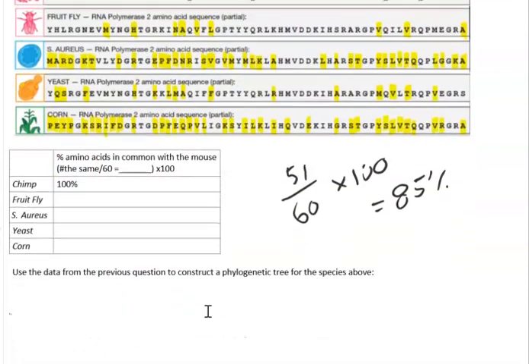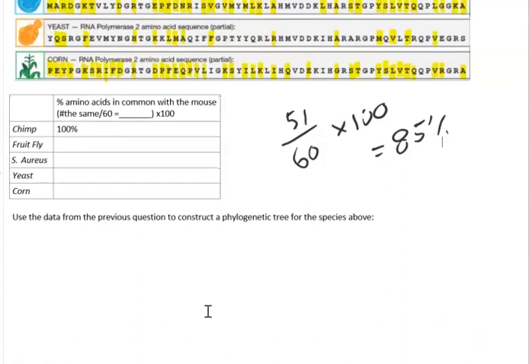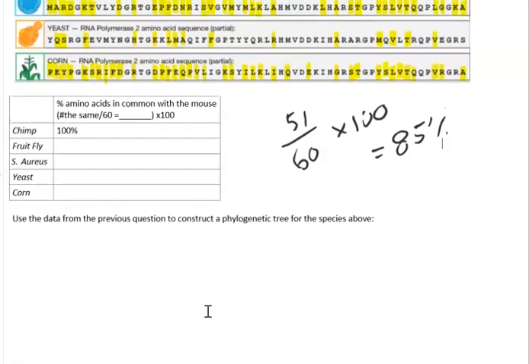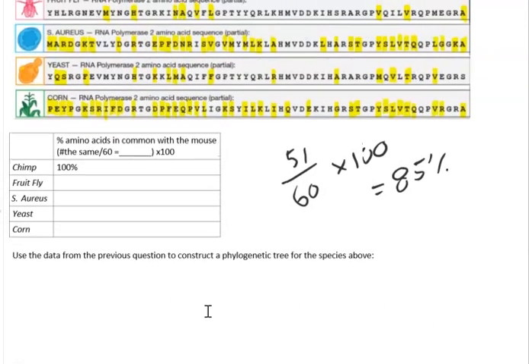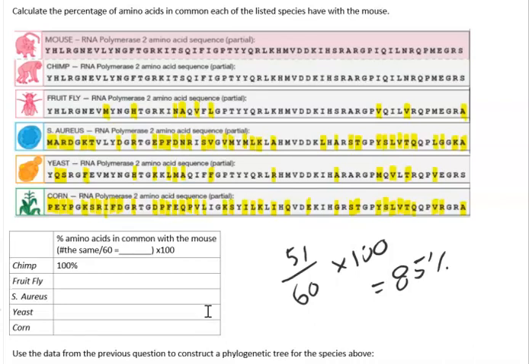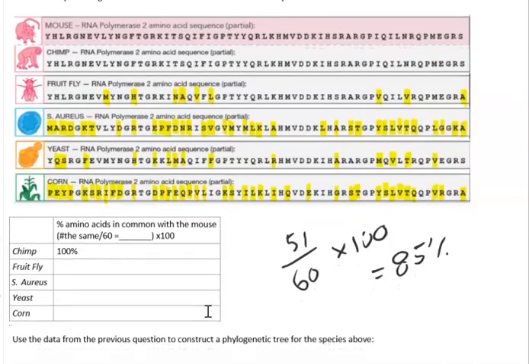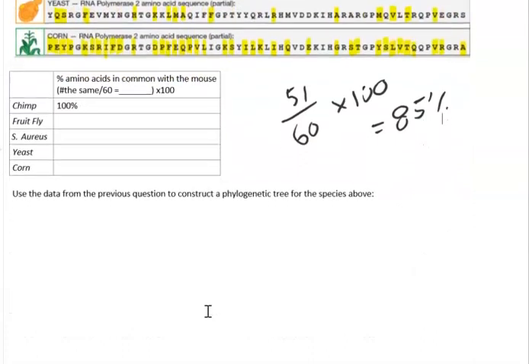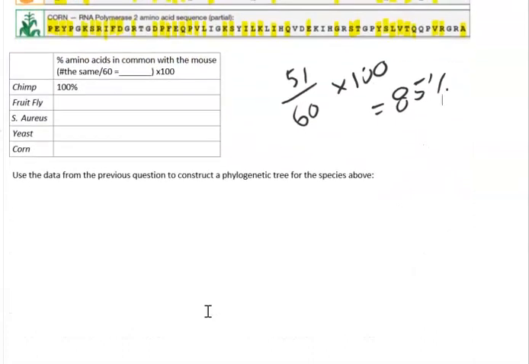Using that information, you're asked to construct a phylogenetic tree for these species. I find it easiest with a phylogenetic tree to start with the most similar and then work my way out. So the most recently diverged species out of these 6 would be the mouse and the chimp, because they have the most in common. So if we start with that little clade, and then I can work my way backwards.